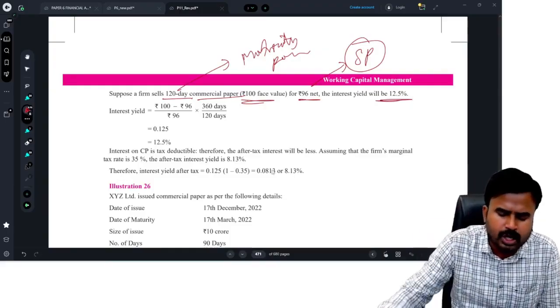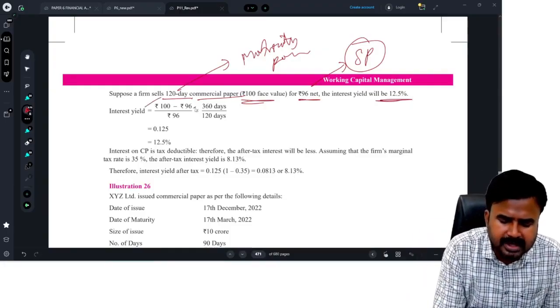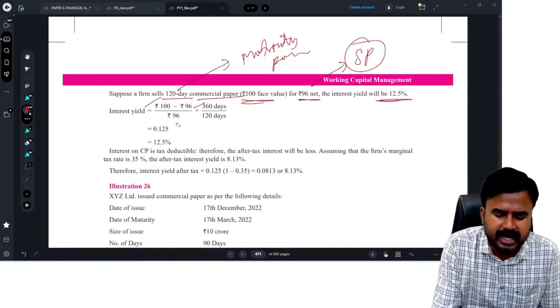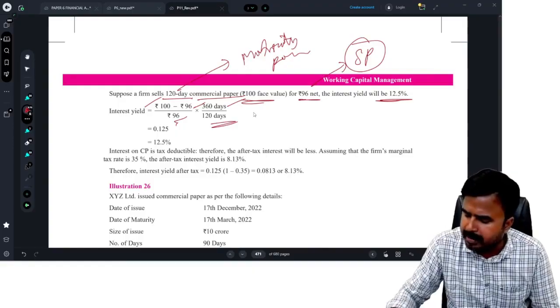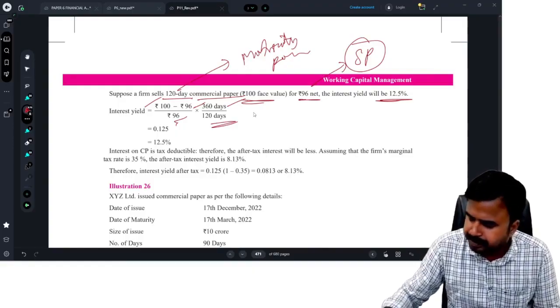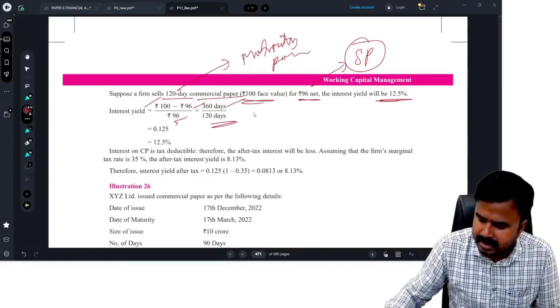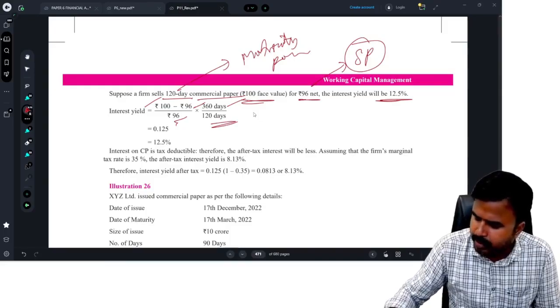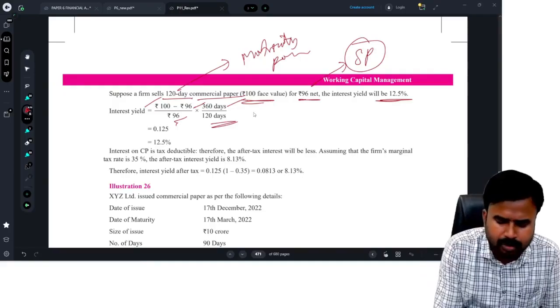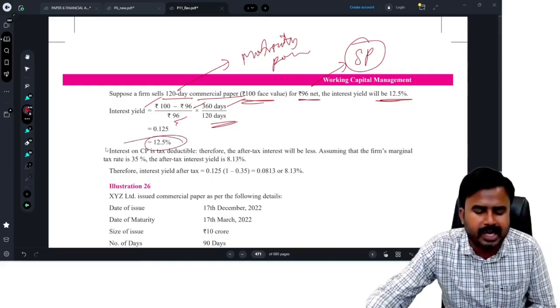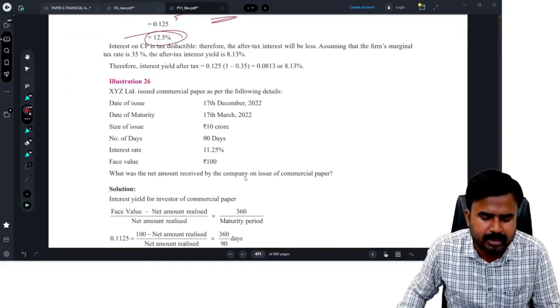So what is the formula? Face value 100 minus 96 sale price, divided by 96, into 360 days divided by 120 days, which is my maturity period. So 100 minus 96 divided by 96, into 360 by 120, into 100. I got 12.499, nothing but 12.5%. That's my annual interest yield by buying this commercial paper.